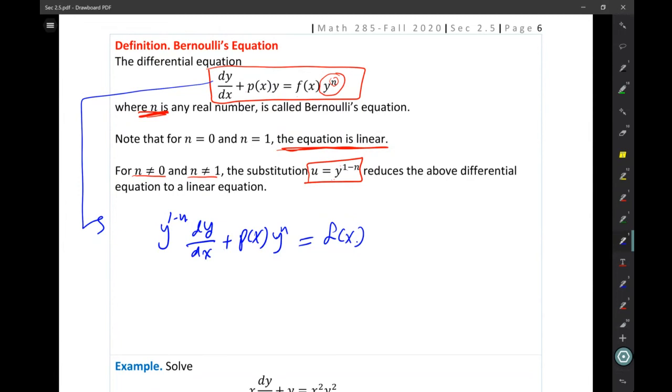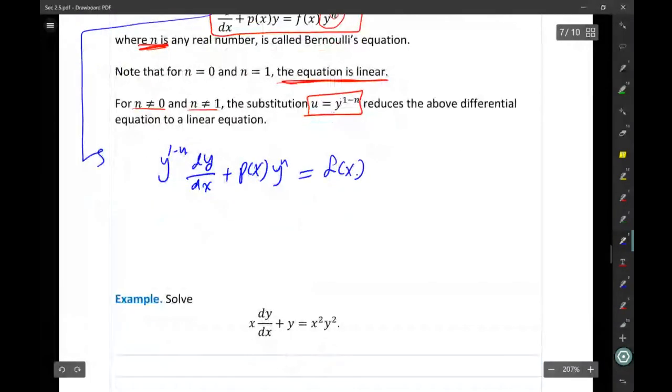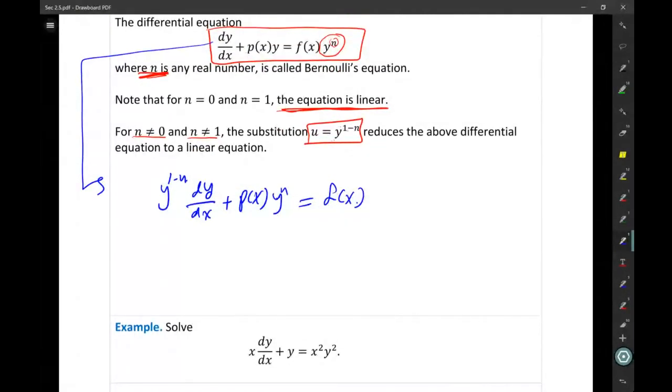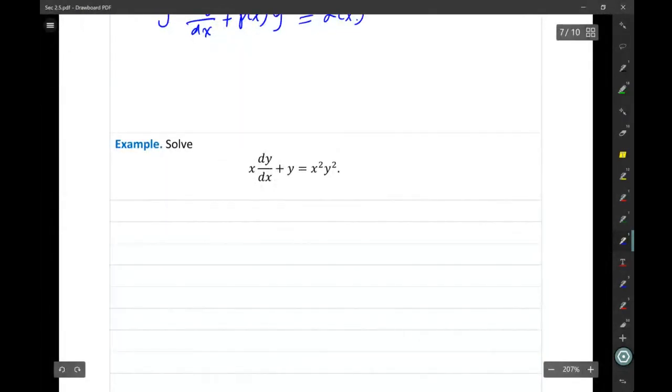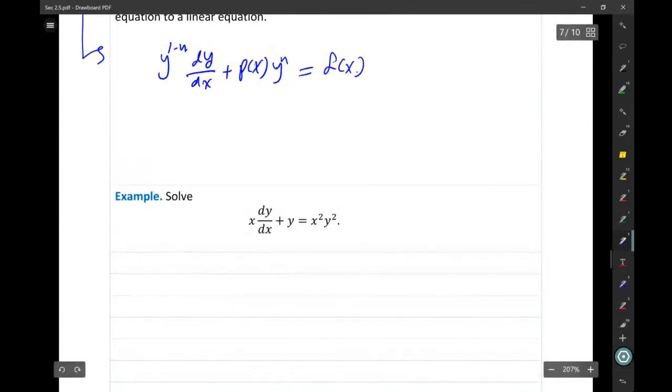Let us see, when it becomes a linear differential equation, you can solve it with respect to u, and then return it back with respect to u and x. Let us see this example. The example here is very simple to understand the idea.